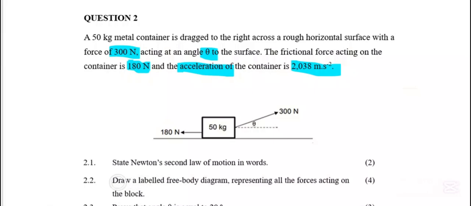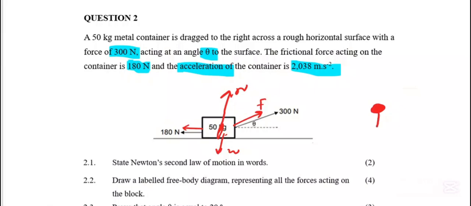Now the following question says, draw a labeled free body diagram representing all the forces acting on the block. So masiqale nge-force diagram ke. In the force diagram, there is a normal force vertical upwards, then we also have a weight, then we have this force, that is the applied force, then we also have this force which is a frictional force. So we can draw a free body diagram in this way. The dot represents the block.